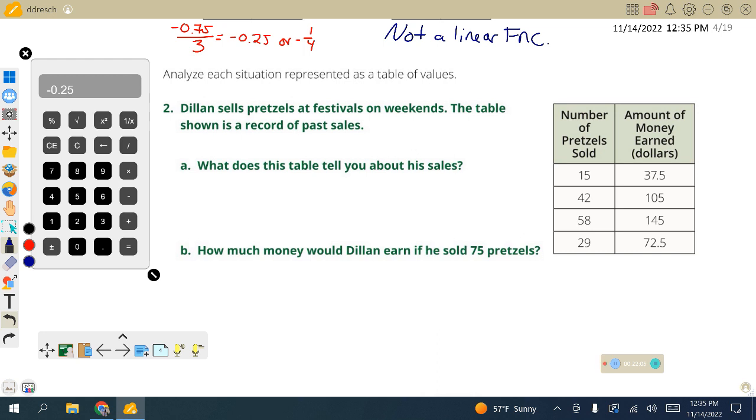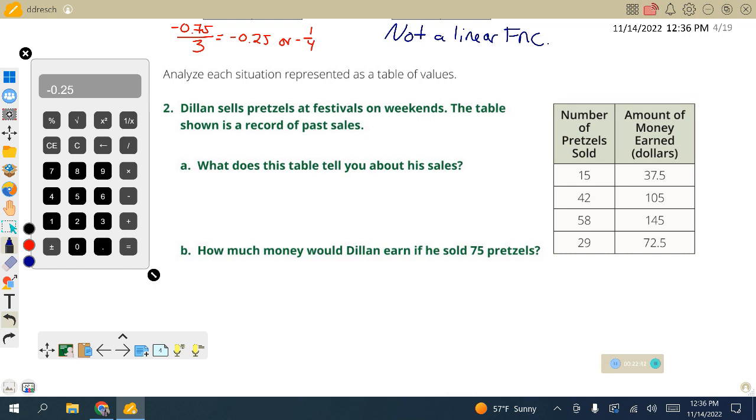So here, Dylan sells pretzels at festivals on weekends. Say that 5 times fast. The table shown is a record of past sales. So the first weekend, he sold, what, 15 pretzels, made $37.50. Next weekend, a little bit better business, 42 pretzels, $105. 58 pretzels, $145. Then the next weekend, not as good, 29 pretzels only sold. What does this tell you about his sales? And that's where you want that calculator back out, okay?